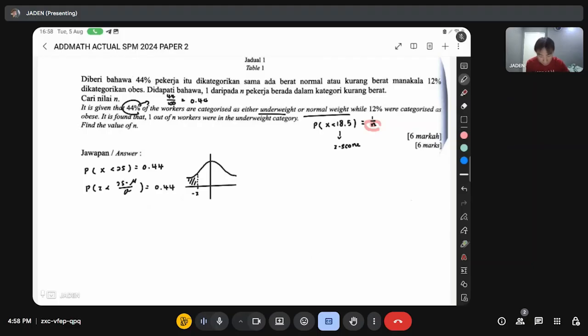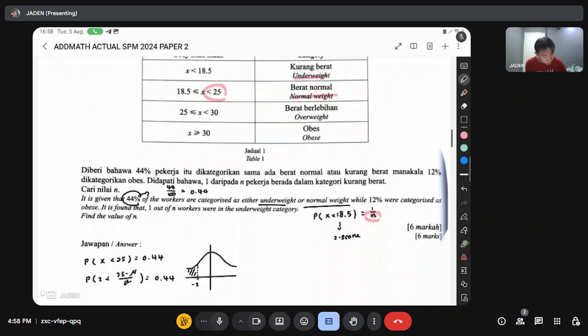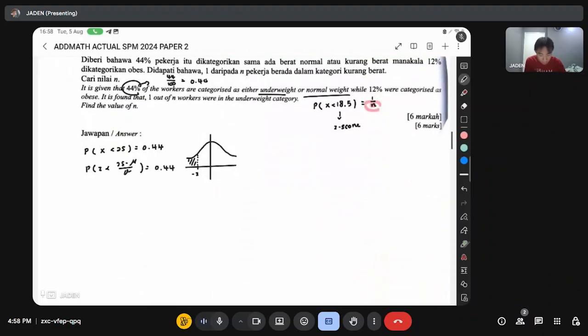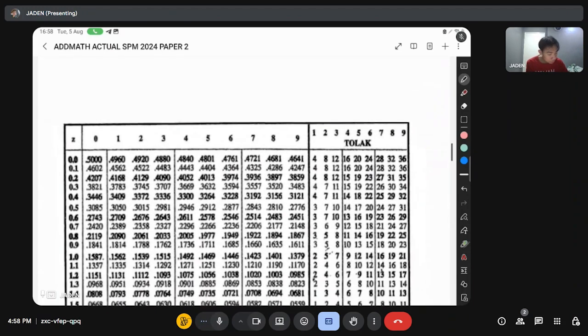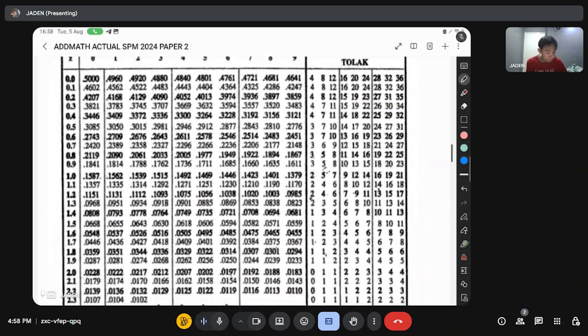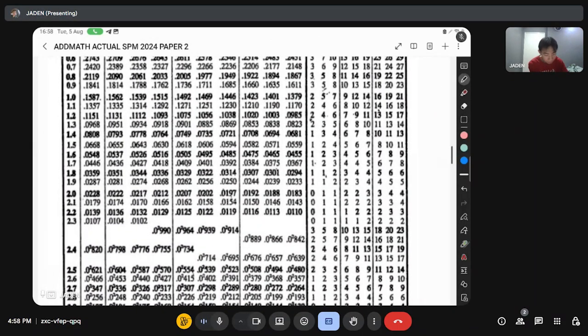Then the next thing is you want to go and look for 0.44. What is the corresponding z-score? Because this is probability, you want to look for the z-score. Okay, I have a chart over here. So let's look for 0.44.